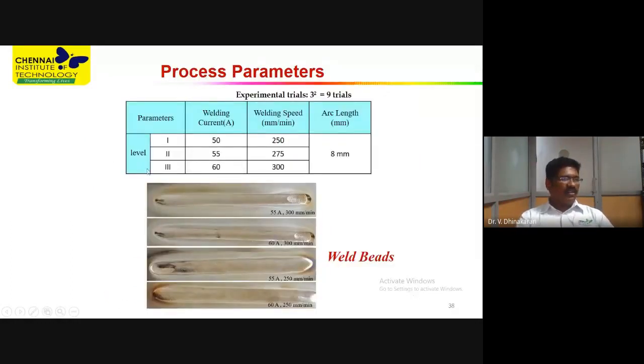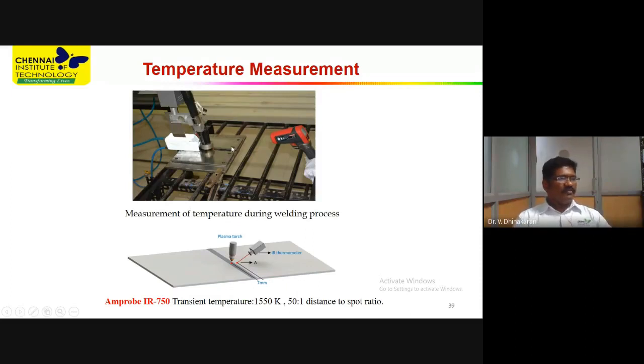So we have chosen three parameters: welding current, welding speed, and arc length, which has been fixed. 55 and 60 amps current has been chosen, and 250, 270, and 300 millimeters per minute welding speeds have been chosen, and these are the weld beads obtained through the welding process. And during the welding, the temperature has also been measured.